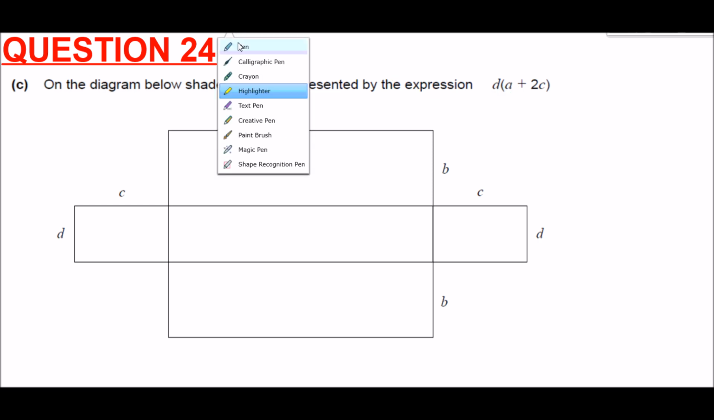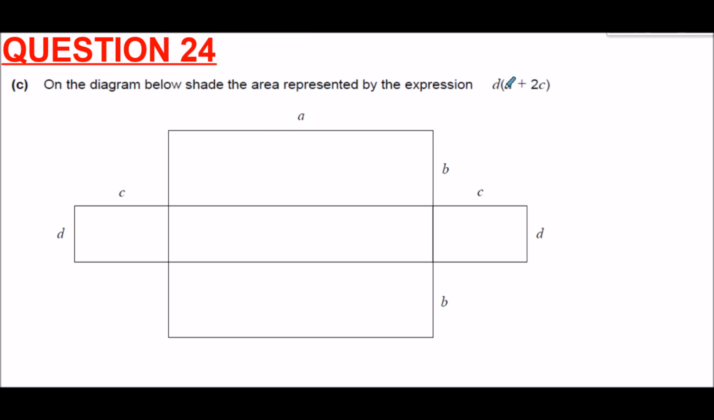D, and the first bracket, there's nothing in between. So you could think of that as D multiplied by the whole of A plus 2C. This is 1C. This is the second C. And A is in the middle. So this whole length is the same as A plus 2C. But I think it's easier if you just expand brackets.